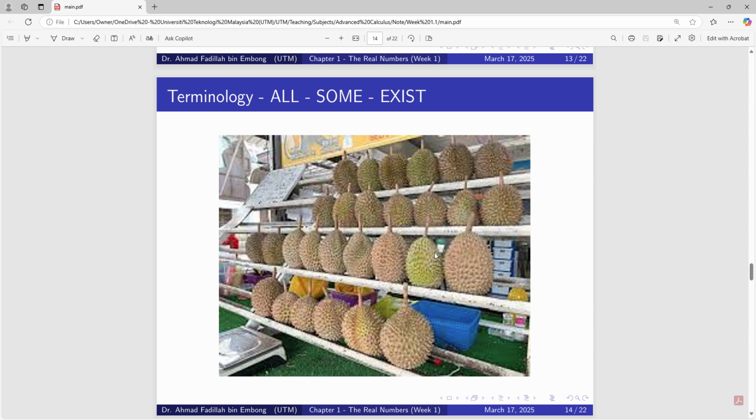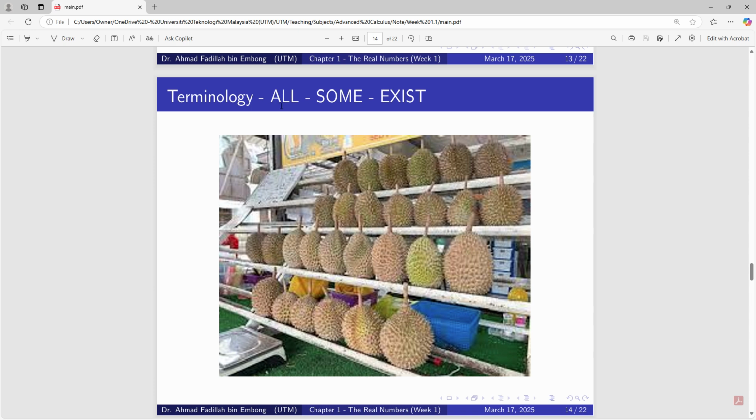Okay, so I count it. I got 26, right? 28. Okay, so altogether durian we have 28. So if I ask you to take all the durian, it is compulsory for you to take all the 28 durian. Understand or not?